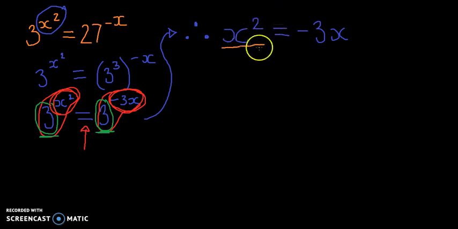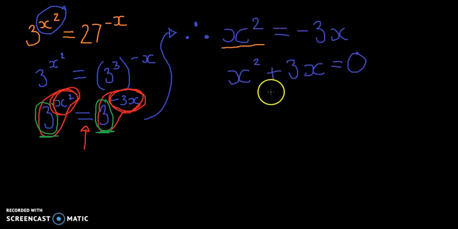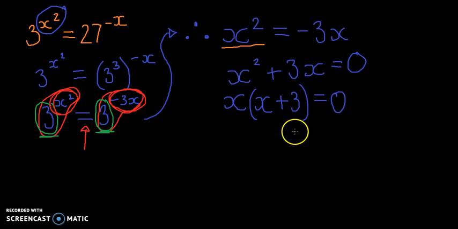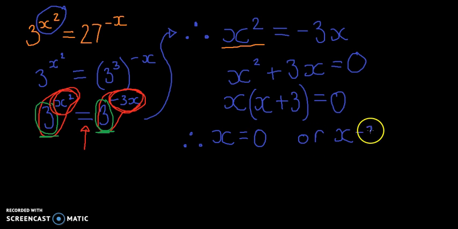Because we've got a squared number, we've actually got a quadratic equation. And for quadratic equations, we need to first make them equal to 0, and then factorize them to find the value of the variable. How are we going to factorize this side? We're going to take out a common factor. So now we're left with x plus 3 equals 0. Now, according to this, x can either be 0 or x can be negative 3.